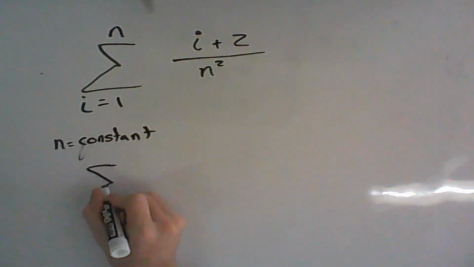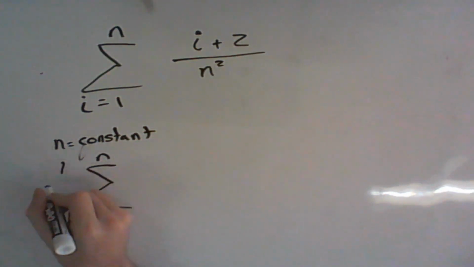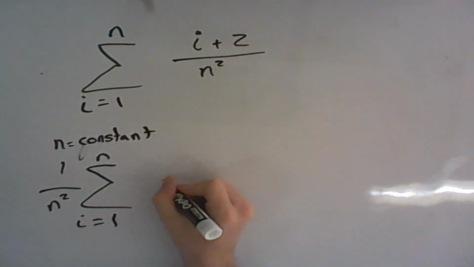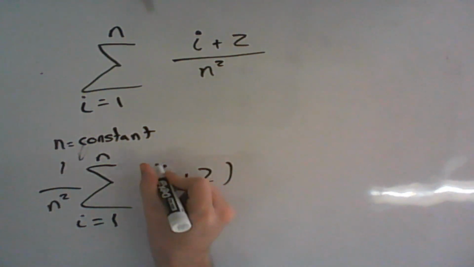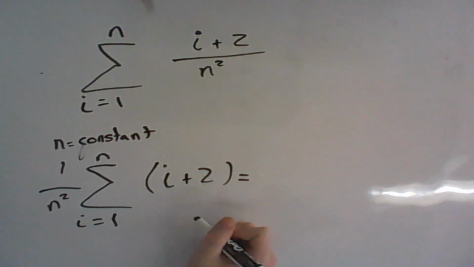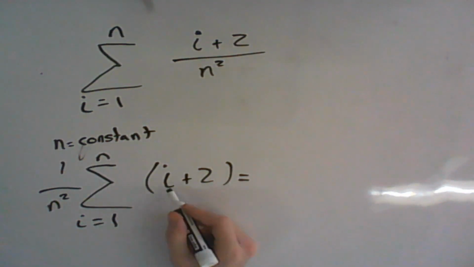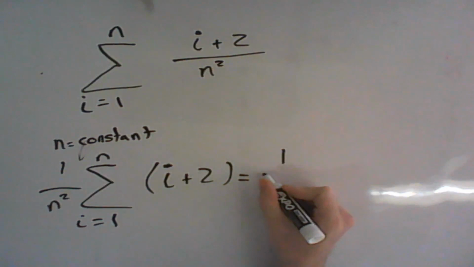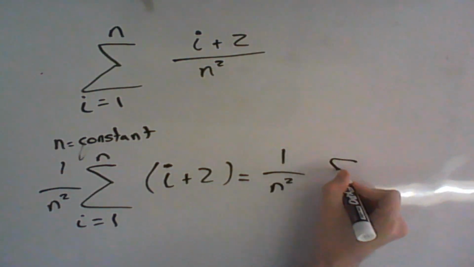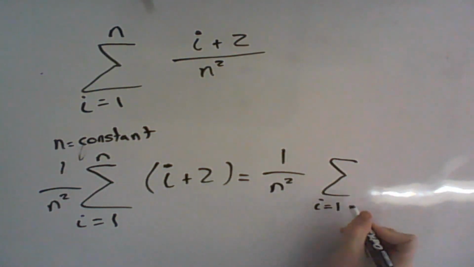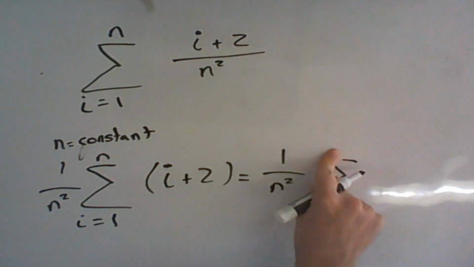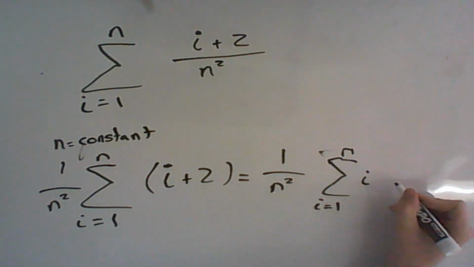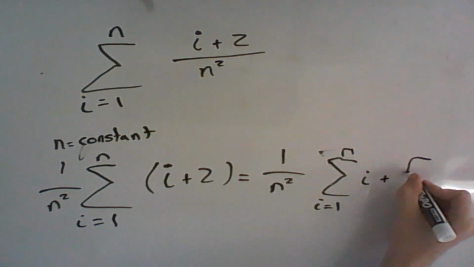So our rule tells us that we have n on top, 1 over n squared. So we can factor off that. So we get I plus 2. Okay? Now, another rule we have is that 2 things added together can be separated into 2 different sums. And the reason why we want to do that is it makes it easier for us to solve this. So we solve this with I by itself.